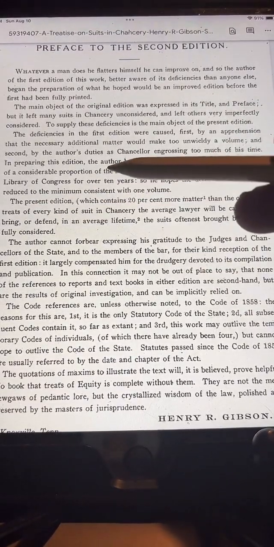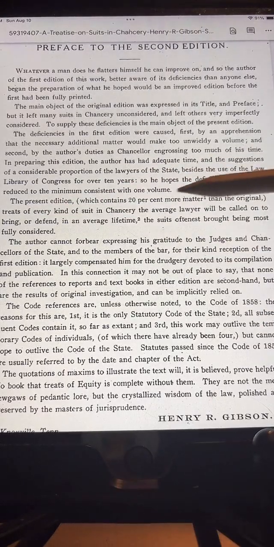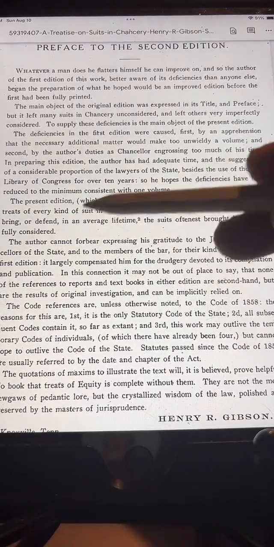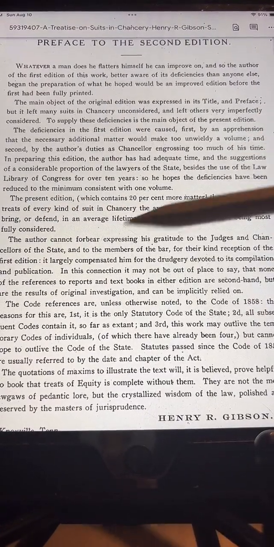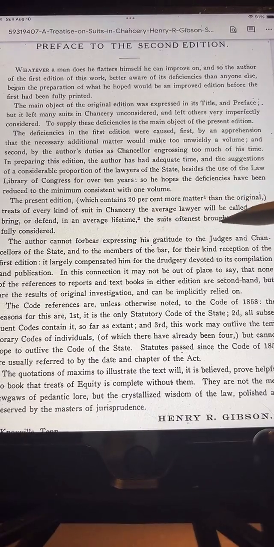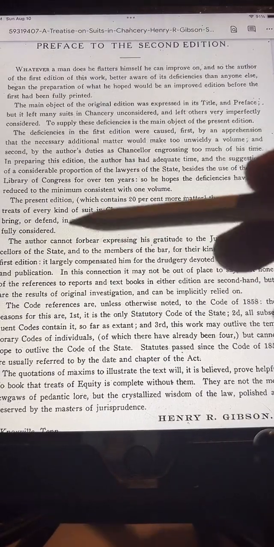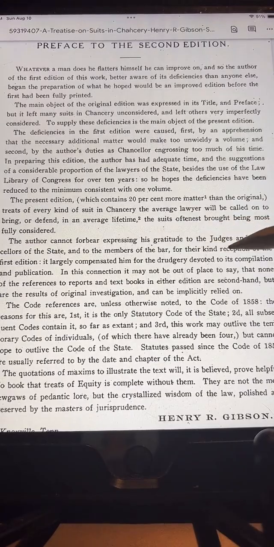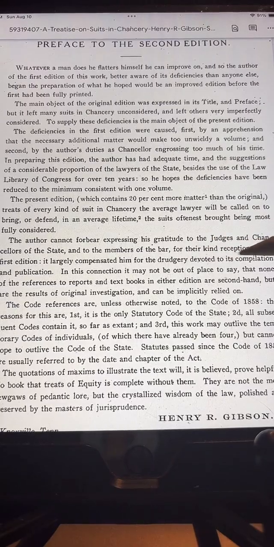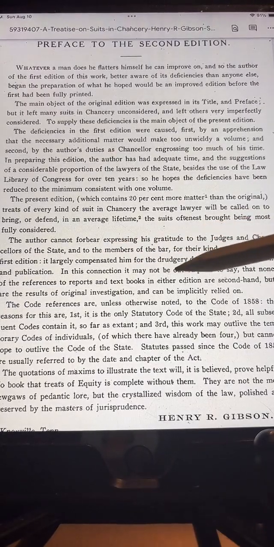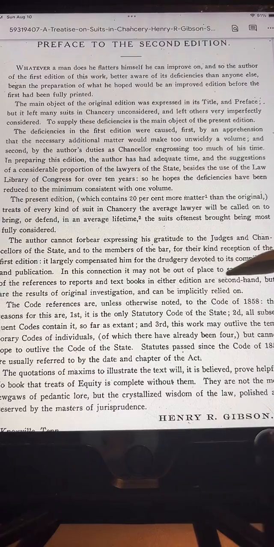This present edition, which contains 20% more matter than the original, treats of every kind of suit in chancery the average lawyer will be called on to bring or defend in an average lifetime, the suits often brought being most fully considered. The author cannot forbear expressing his gratitude to the judges and the chancellors of the state and to the members of the bar for their kind reception of the first edition. It largely compensated him for the drudgery devoted to its compilation and publication. In this connection, it may not be out of place to say that none of the references to reports in the textbooks in either edition are second-hand, but are the results of original investigation and can be implicitly relied on.